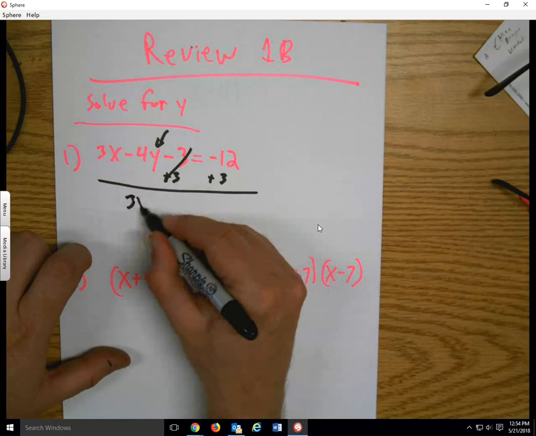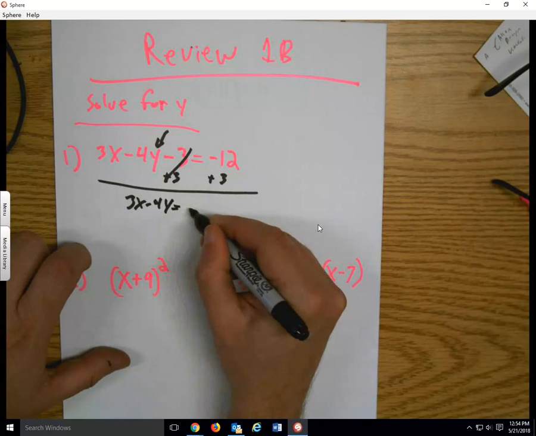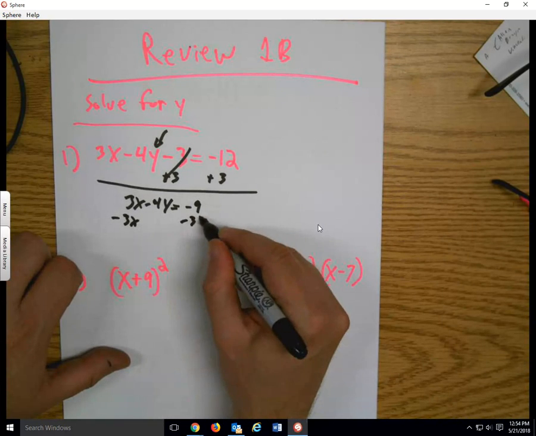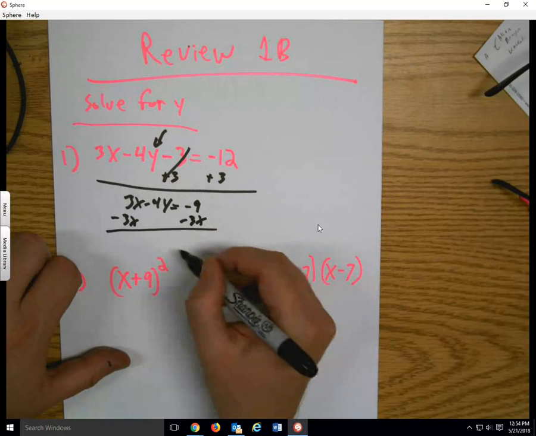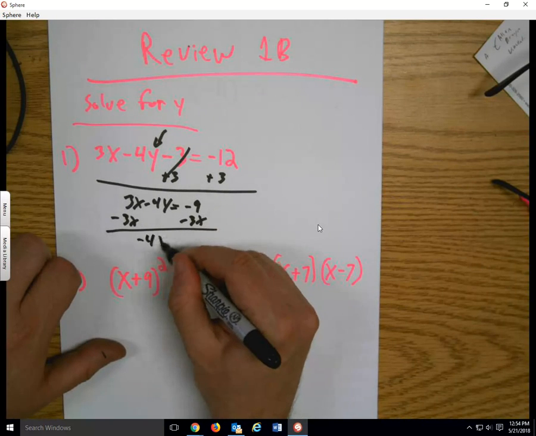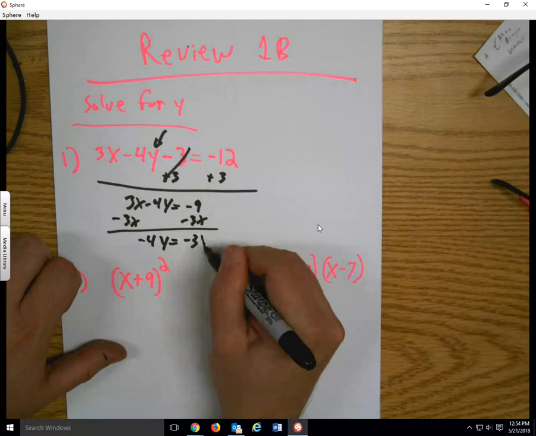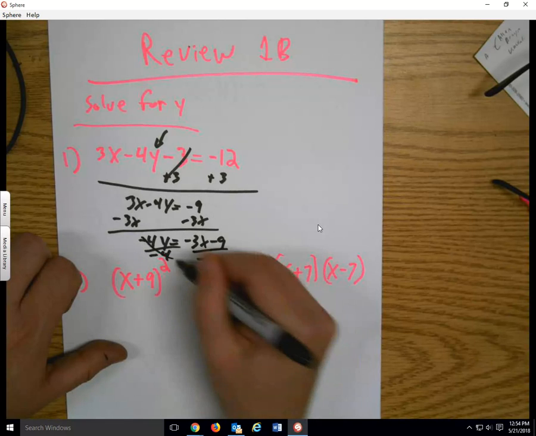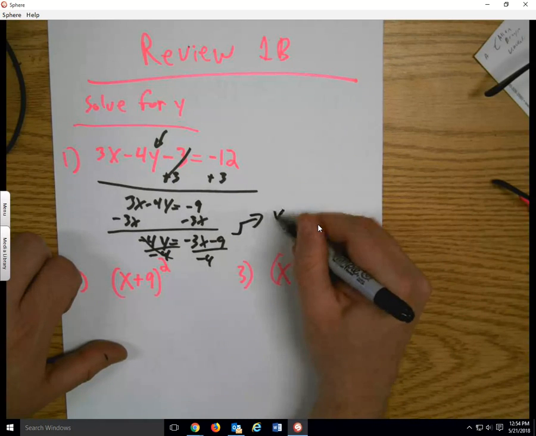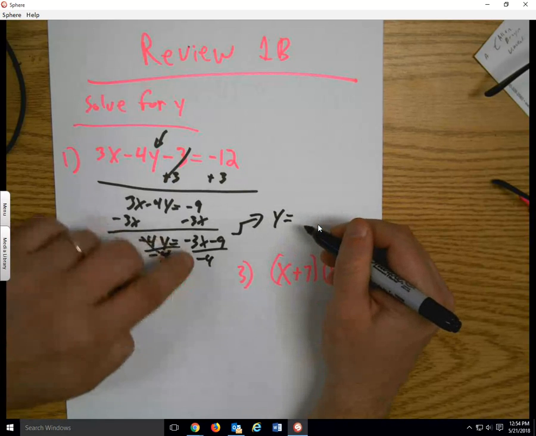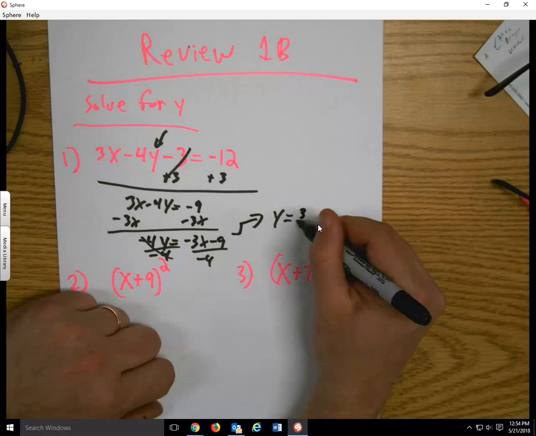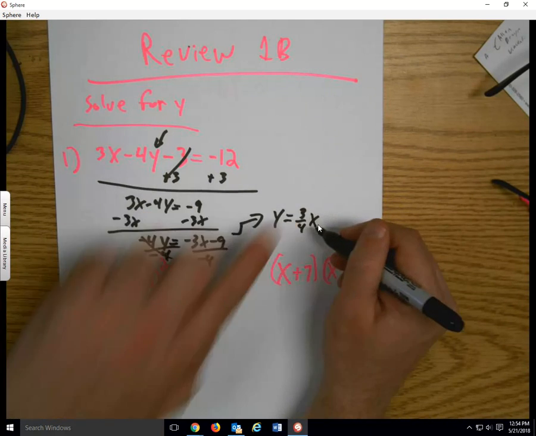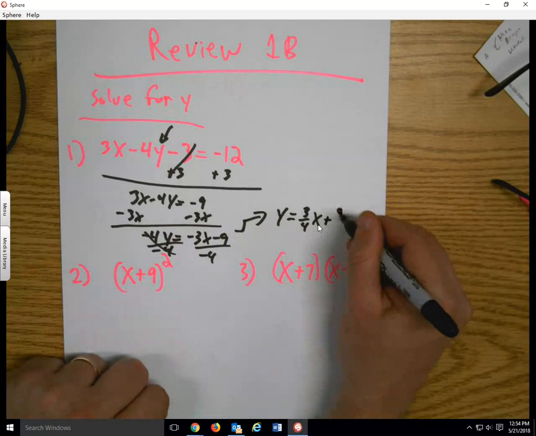So then you would have 3x minus 4y equals -9. Take away a 3x from both sides. Since -9 and -3x are not like terms, you just bring them both down. Divide both sides by -4, and you solve for y. And the answer is that y equals, since 4 can't go into a 3, you just write it as 3 over 4 x. Negative over negative is a positive. Same thing, plus 9 over 4.